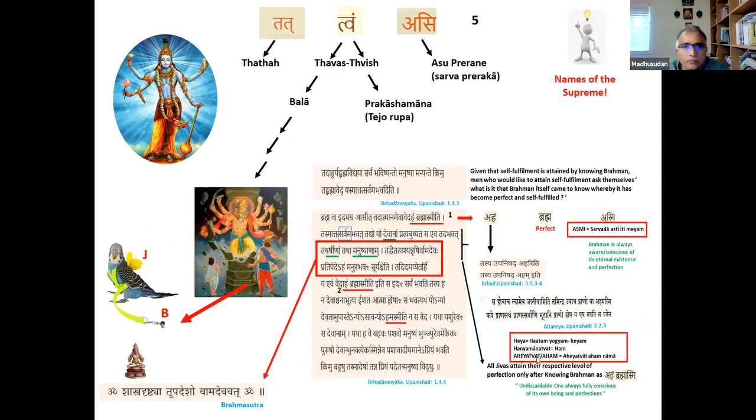These are names of the Supreme. Tat, we know, is the name of the Supreme because Krishna has said, Om Tat Sat iti nirdeshaha. Tvam, and some of you may not be familiar with this, the etymology of the word tvam.